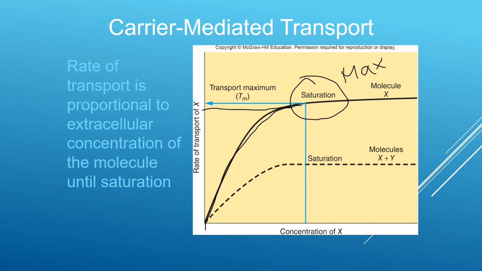The rate of the transport does not increase with an increase in the extracellular fluid concentration of the molecule. So you can keep adding this molecule, but it won't matter. Here's another example: say this ion has a saturation rate that's higher than that of this molecule. That's just what this figure is showing.